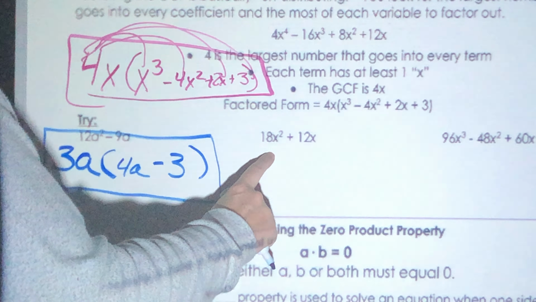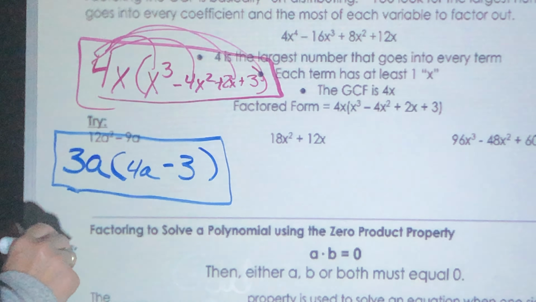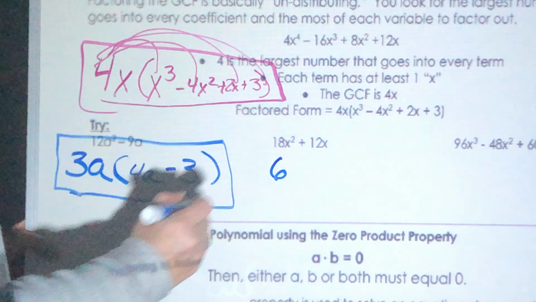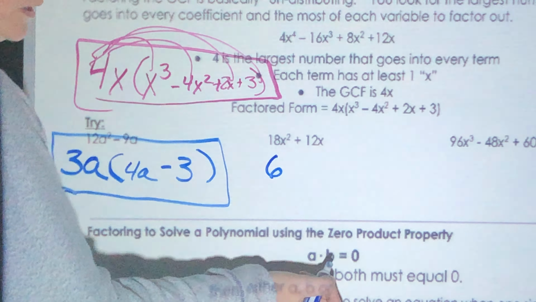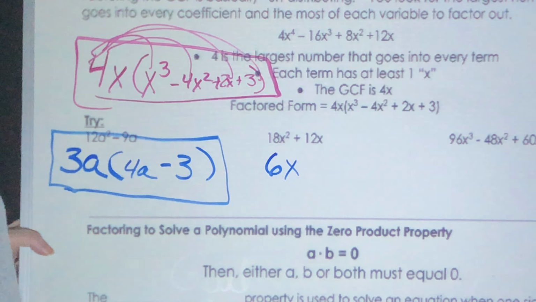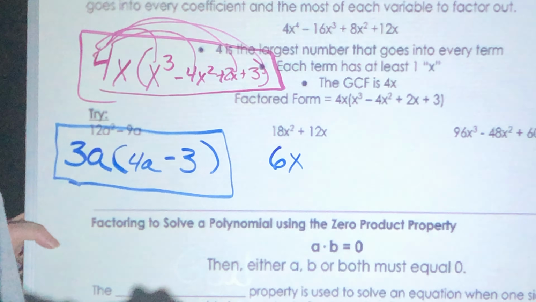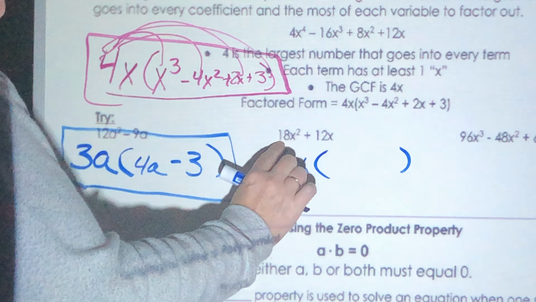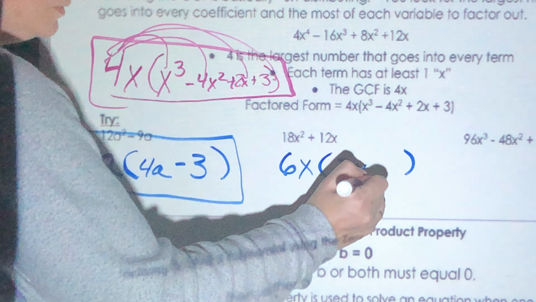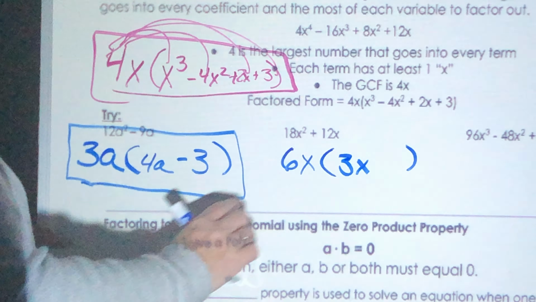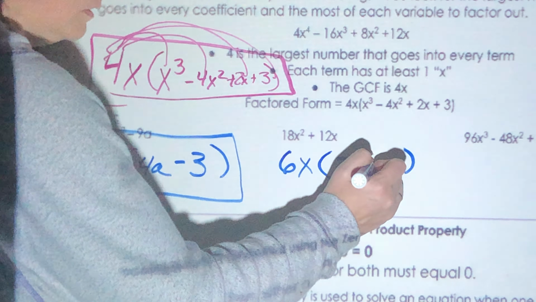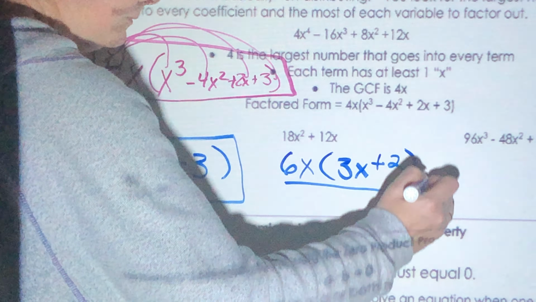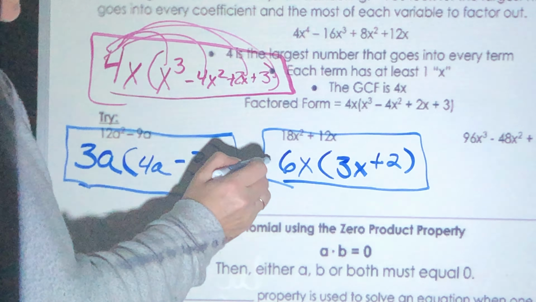For the next example, 18 and 12 are my two coefficients. The largest number that goes into both of those evenly is 6. If we have an x squared and an x, the most x's they have in common is 1x. And then in my parentheses, 6x times 3x would give us 18x squared. 6x times 2 would give us 12x. So this is complete factored form. This is the GCF.